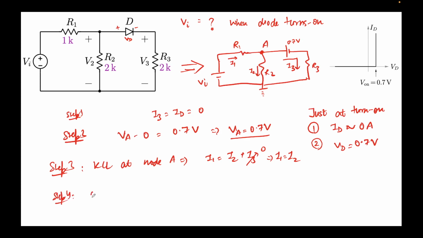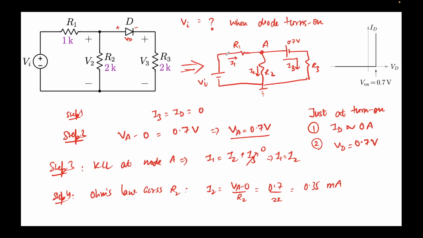Now step 4, we write Ohm's law across R2. So this will give me I2 will be equal to VA minus 0 over R2. So VA is 0.7, R2 is nothing but 2K. This will give me 0.35 milliamps. I have obtained I2 now.